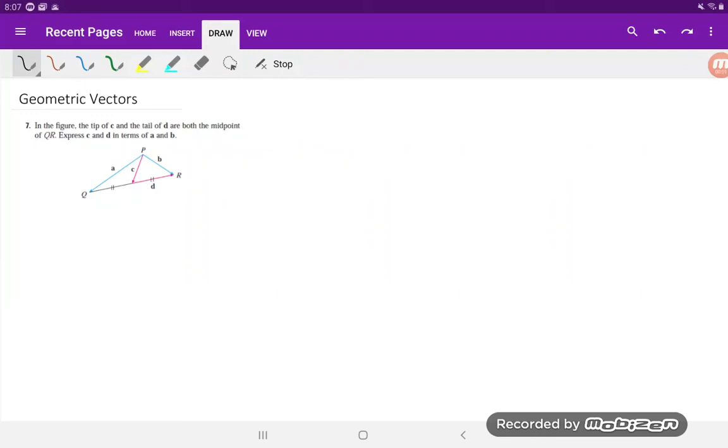Homework rewards. Today we're going to work on a geometric vector question. This is 12.2-7 from Calculus Early Transcendentals, 7th edition by Stewart.